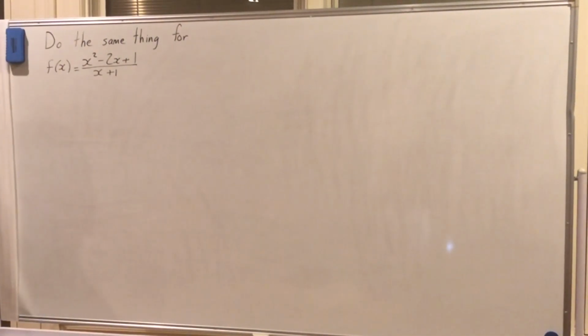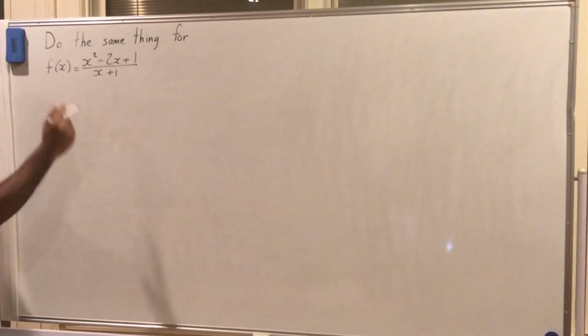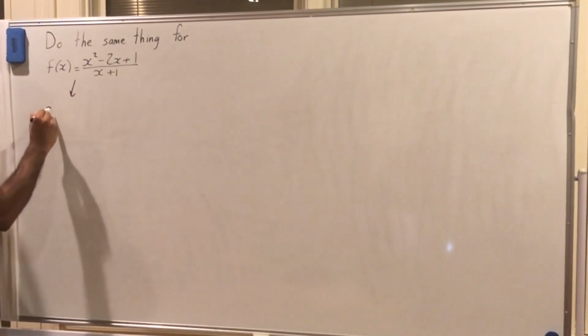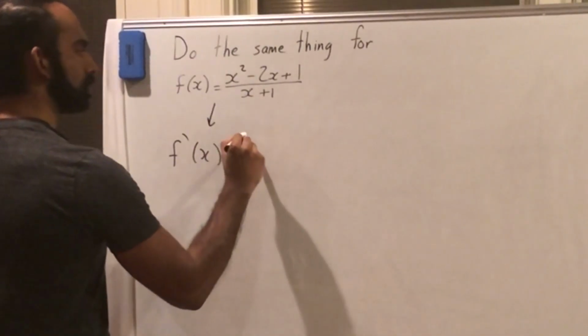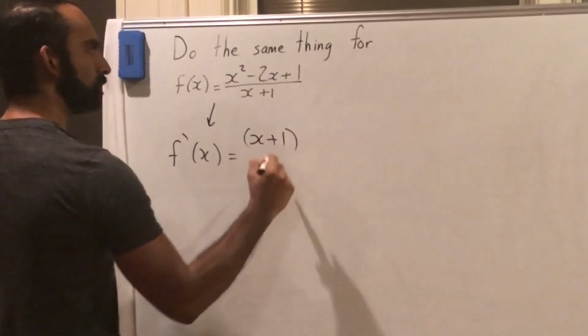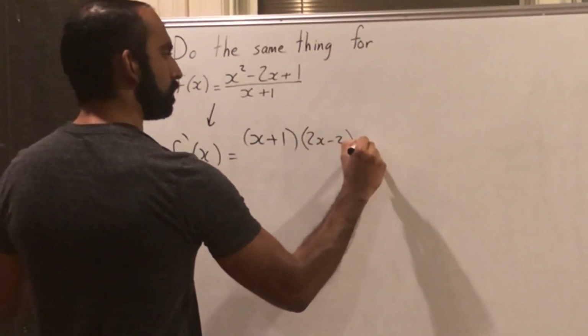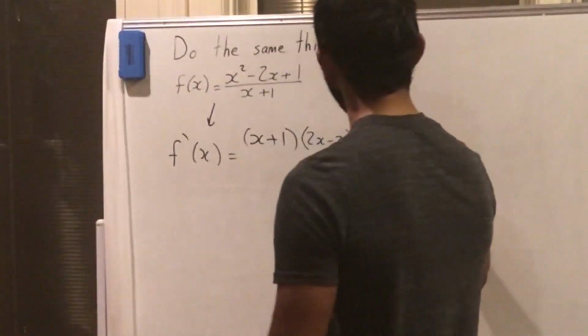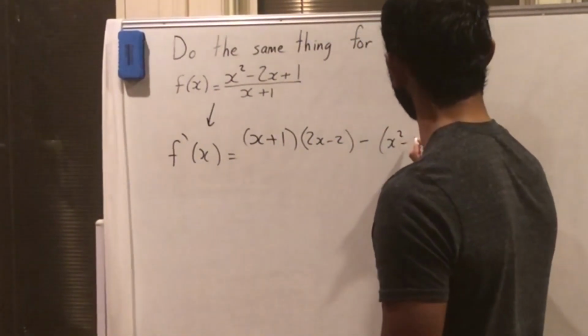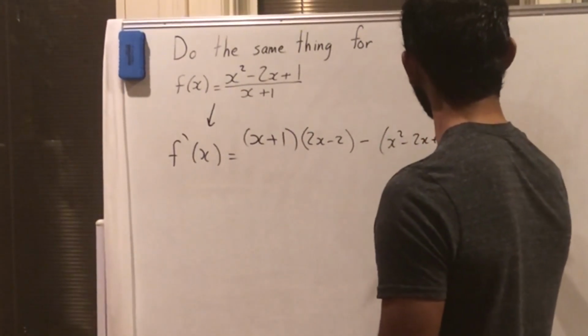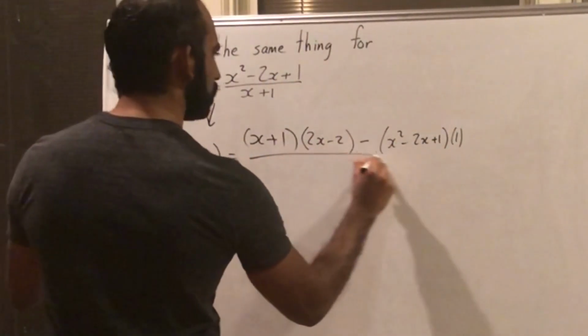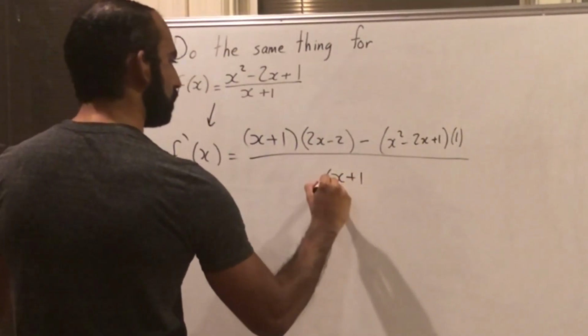So same set of instructions. I want to find the critical numbers. I want to find the intervals of increase and decrease. And then I want to find and classify all extrema. So let me take the derivative of this to get the critical numbers. We apply the quotient rule. Low d high minus high d low. What's the derivative of the low? Just 1. All over x plus 1, the whole thing squared.